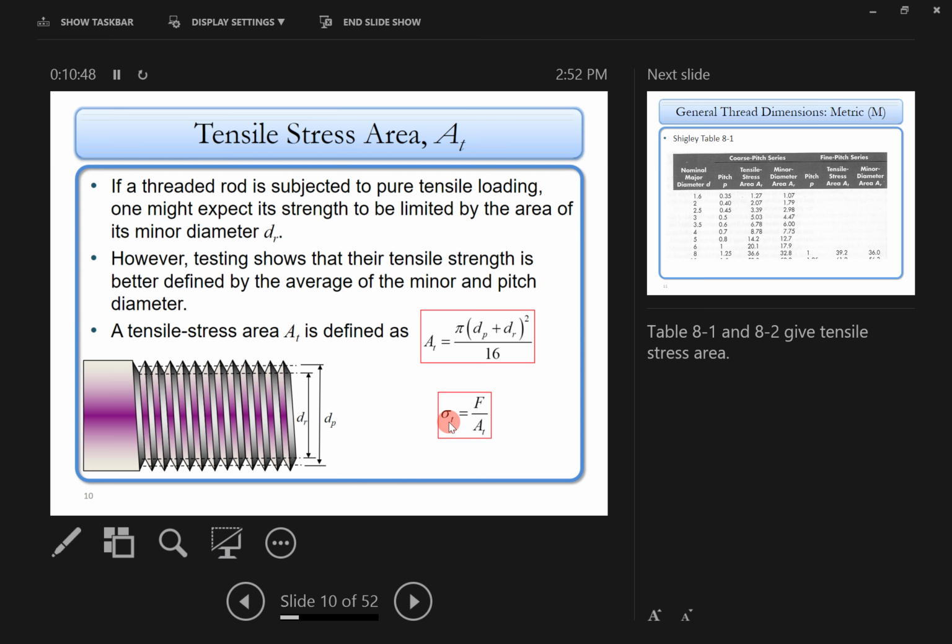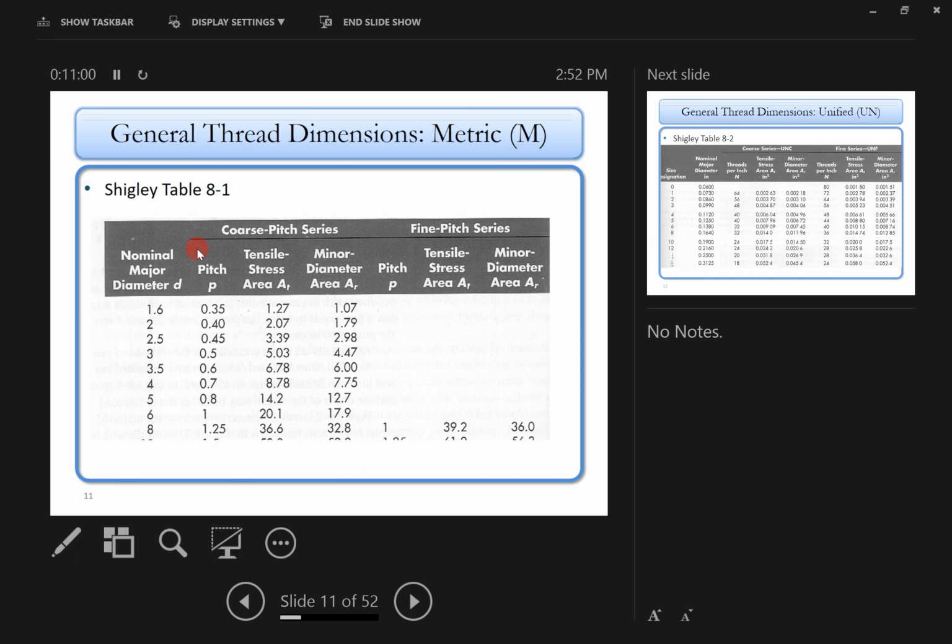Now, often you actually don't need to calculate this. You can use the following two tables to find the values for AT. This is table A-1, just part of the table. The table gives you two different series: the coarse pitch series and the fine pitch series. The leftmost column gives you the major diameter D, the second column gives you the pitch, and then the tensile stress area is given over here.